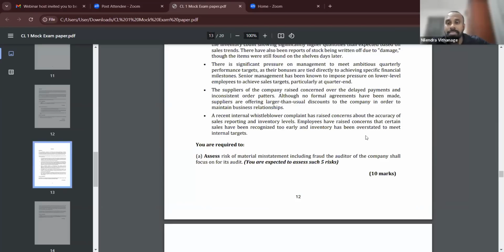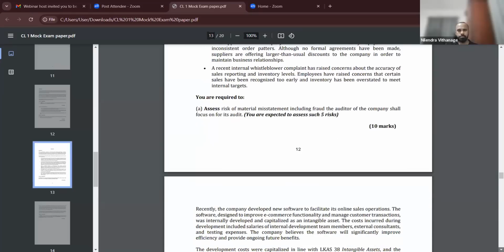Employees have raised concern that certain sales have been recognized too early and inventory has been overstated to meet internal targets that we discussed. So inventory overstatement, sales overstatement, fraud risk with regard to procurement, window dressing, all those are there. Pretty clear. Go to next.